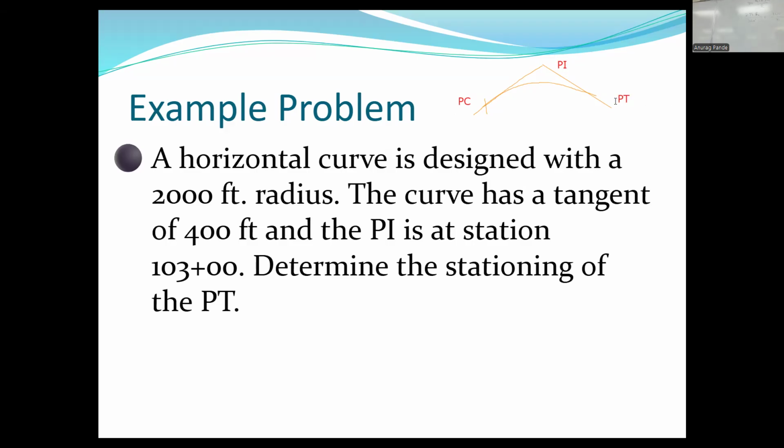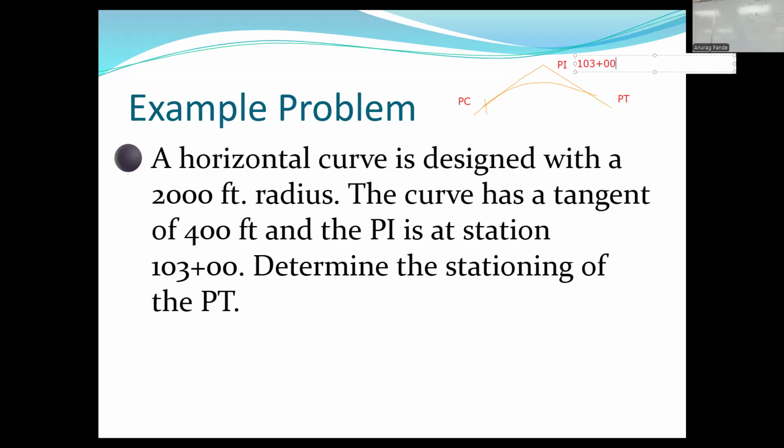Right? So this is my PT right here. This point is PT. Now the question is, I'm given the stationing of PI is 103 plus 00. So this is the stationing, 103 plus 00. Now the question is, how do I determine the stationing of PT?